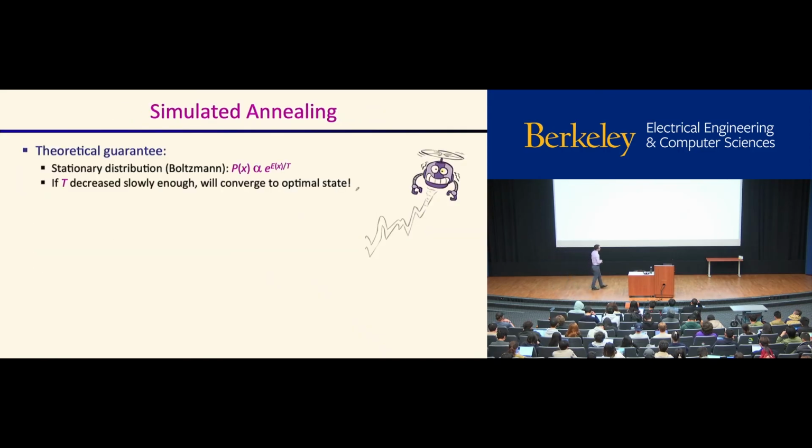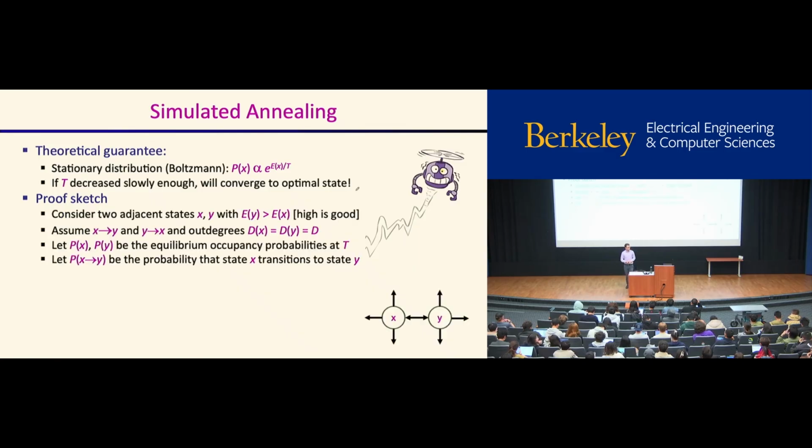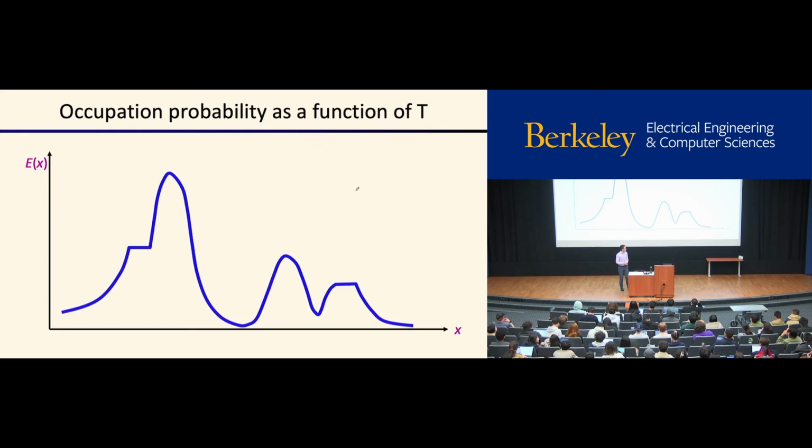So there are some theoretical guarantees. Basically, if you wait long enough, if you wait an infinite amount of time, and you decay your temperature infinitely slowly, there are some nice theoretical guarantees that this will eventually get you to the global optimum. I'm going to skip over the proof because I actually don't think it's that useful in practice. But here's what it would look like, right?